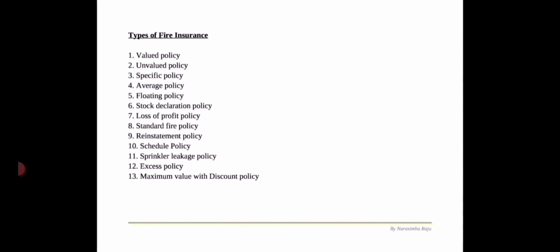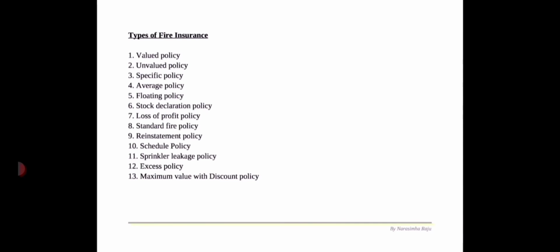And the next is excess policy. This policy is issued for the stock of merchandise whose value is constantly fluctuating. In such a case, it is not suitable to take one policy for a certain sum. So the insured takes an ordinary policy for the minimum value of the stock and an excess policy for the excess value of the stock. The actual value of the stock will be reported periodically.